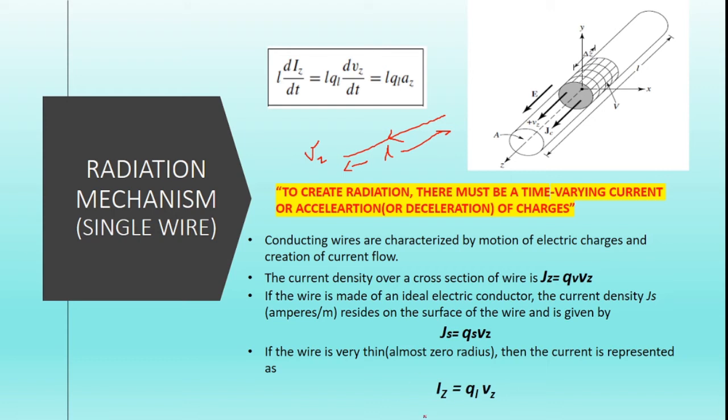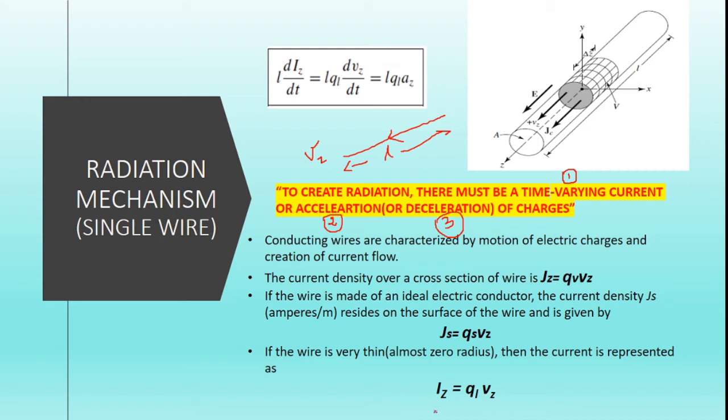Now what are the conditions for radiation to be created? To create radiation, there must be a time varying current, or acceleration, or deceleration. So there are three conditions under which radiation can be created. Either the current has to be time varying, or the charges have to be accelerated, or the charges have to be decelerated. Under all these three conditions, radiation can be created.